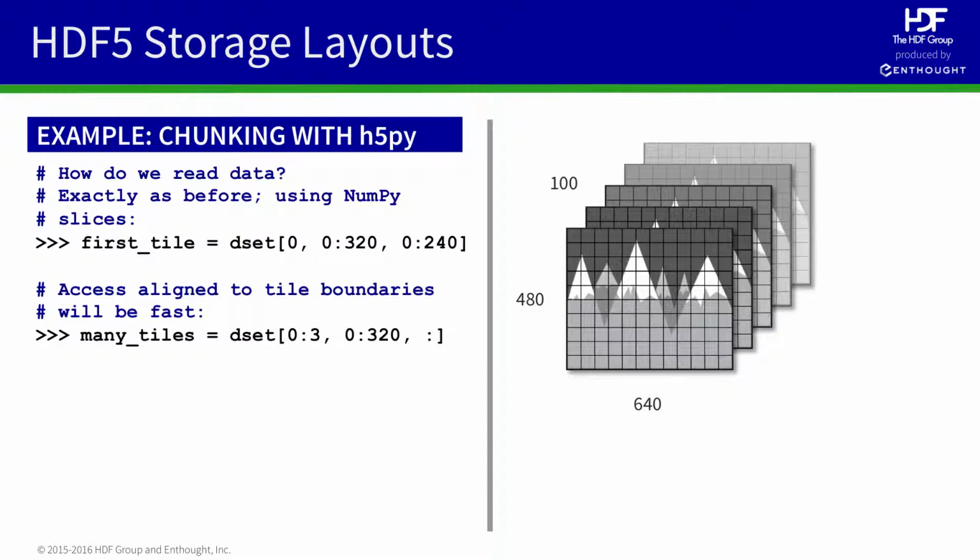The important thing to remember is that whether or not a dataset is chunked, we still use the same NumPy slicing techniques for access. Here, we can read the first tile by specifying we want the first image, and then region 0 to 320 and 0 to 240. Although not required, access along tile boundaries will be very fast. For example, this access pattern, retrieving 1/2 of the first 3 images, is also aligned to tile boundaries.